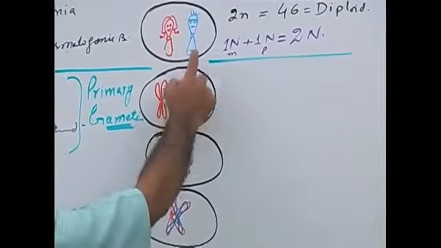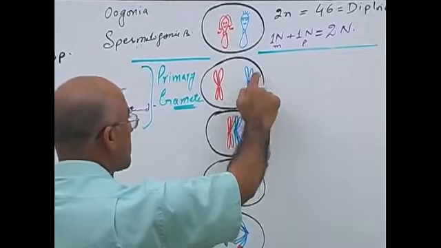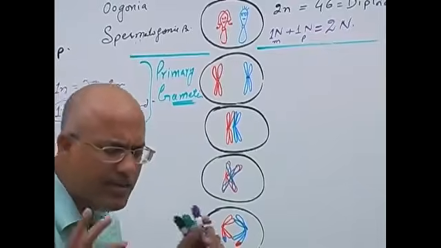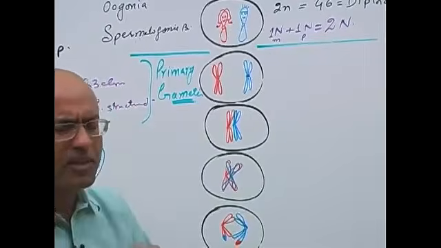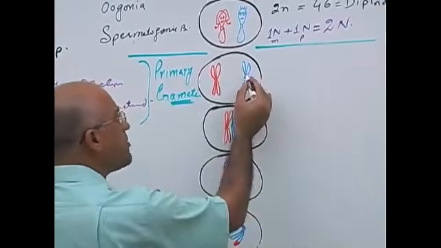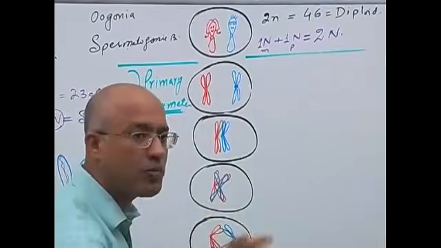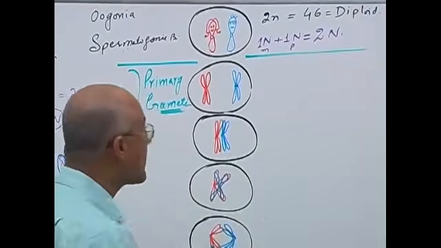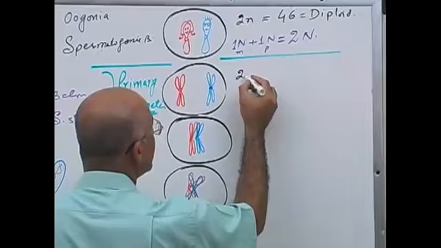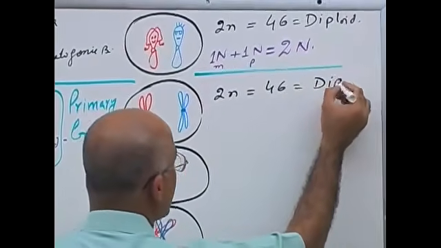Now this cell converts into primary gamete, right? But before that, this cell has replicated its DNA, and every chromosome has become double structured, all maternal and paternal chromosomes. Now number of chromosomes remains the same because centromere is the same, but each chromosome has become double structured or duplicated or double chromatid chromosome, right? So what we will write here? Number of chromosomes 2n is equal to still 46, still diploid.